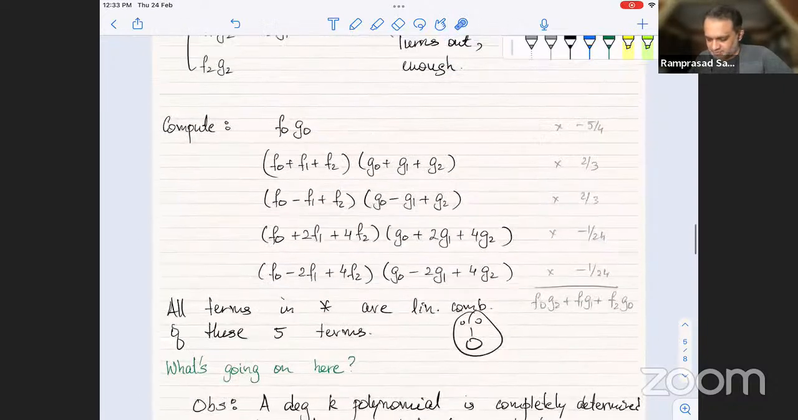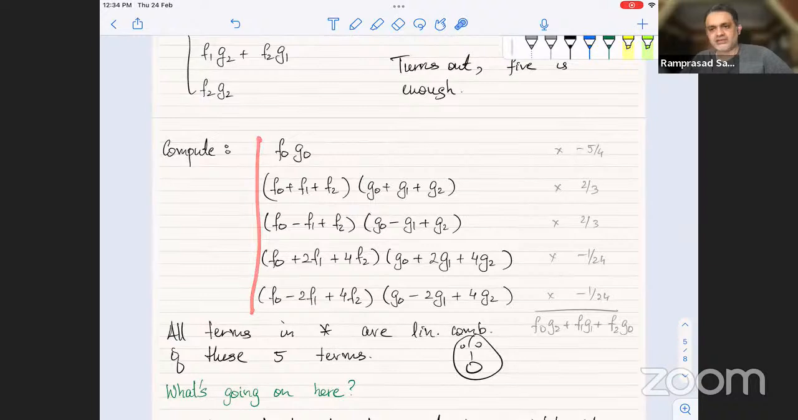And that is precisely what we wrote here. If you just notice, this is the evaluation of f tilde g tilde at 0. This is the evaluation of f tilde g tilde at 1. This is the evaluation of that at minus 1. This is the evaluation of that at 2. And this is the evaluation of that at minus 2. There's nothing special about choosing 0, 1, 2, minus 2 or whatever. Just choose 5 distinct points that you like.